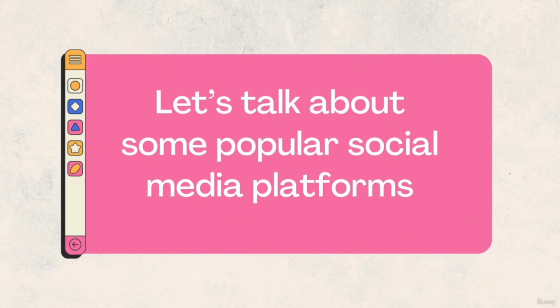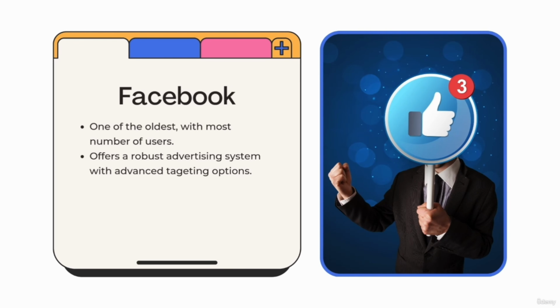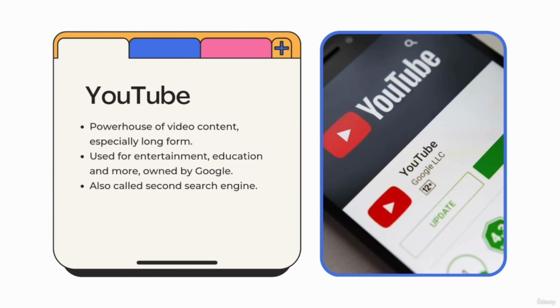Let's talk about some popular social media platforms and their unique characteristics. Facebook, one of the oldest with the most number of users, offers a robust advertising system with advanced targeting options. YouTube, powerhouse of video content, especially long form, used for entertainment, education and more, owned by Google, also called the second search engine.